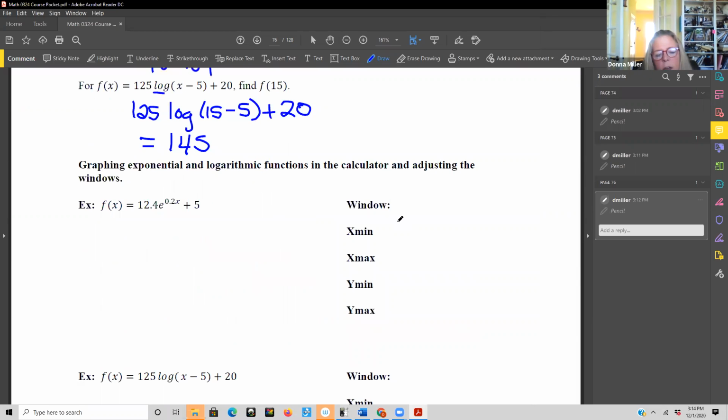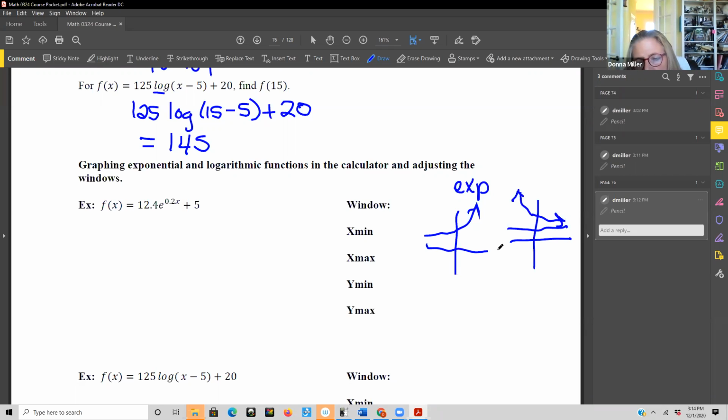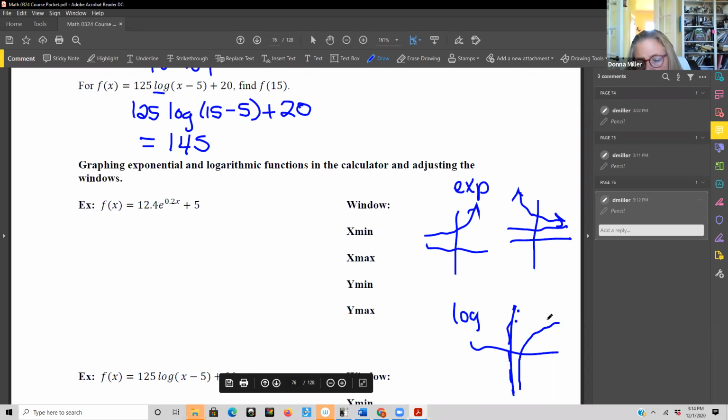All right, your calculator can graph exponential and log functions. Some things to keep in mind. Exponential functions will always have a horizontal asymptote, usually positive. There's growth and there's decay, but one way or another, they'll look something like this. In log functions, we'll have a vertical asymptote, usually it's 0, and they go like this. They go up and down. So just something to keep in mind. So when you're graphing that, you want to see something that looks like that.